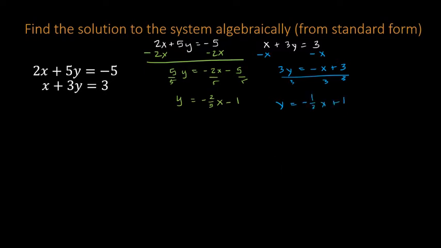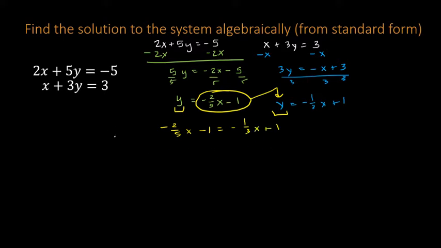Okay, here's where we substitute. So we have everything in slope-intercept form. And now I've got y equals this and y equals that. So if y equals this expression and y equals that expression, then by transitive property they must be equal to each other. Or again, we call this the substitution method, where I'm taking something that's equivalent to y and plugging it in for y. And I'll write it here. So we get negative 2/5 x minus 1 equals negative 1/3 x plus 1.